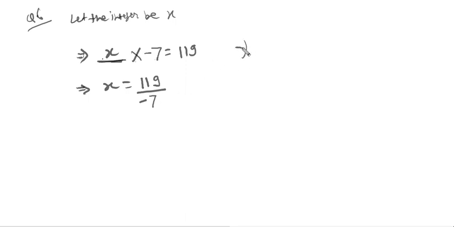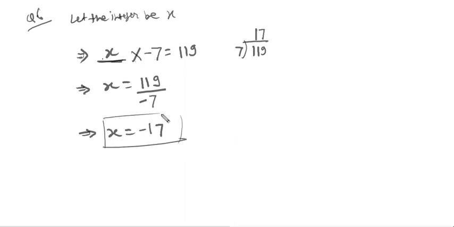When we divide 119 by 7, it will give you 17. So x is equal to 17, and there is a sign of minus, so minus will come. These are our integers, which you multiply by -7. It will give you 119, right? These are the two questions.